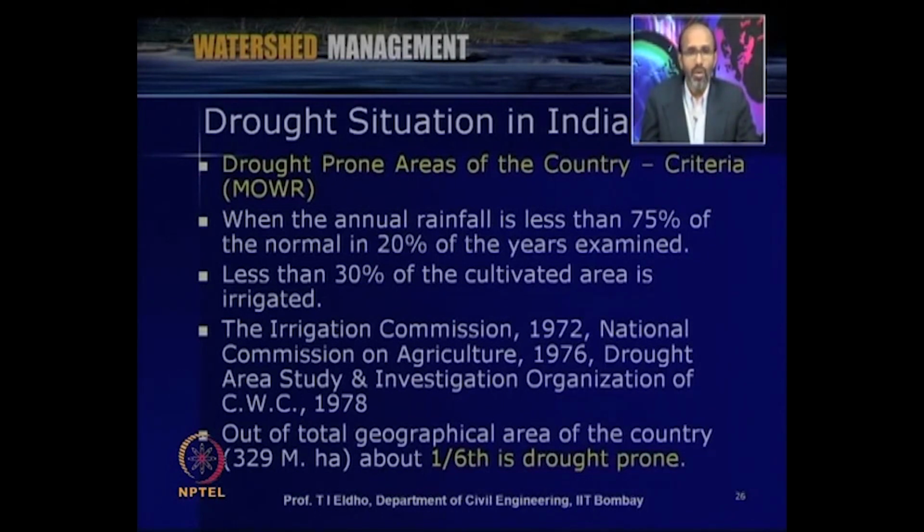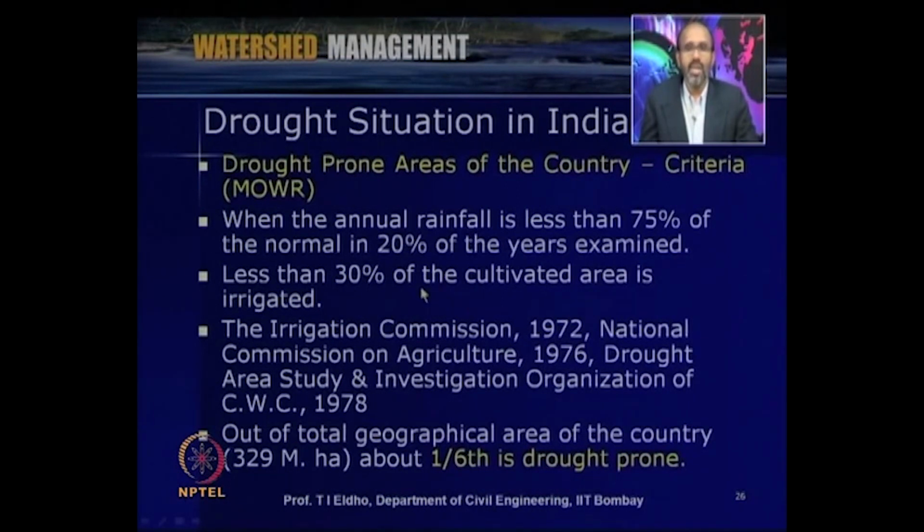These are generally the two important criteria to assess whether a particular year or area is drought prone or a drought year. For example, the first assessment of the drought situation was done by the Irrigation Commission in 1972. Then it was revisited by the National Commission on Agriculture in 1976, and further drought area study and investigation was done by the Central Water Commission in 1978.